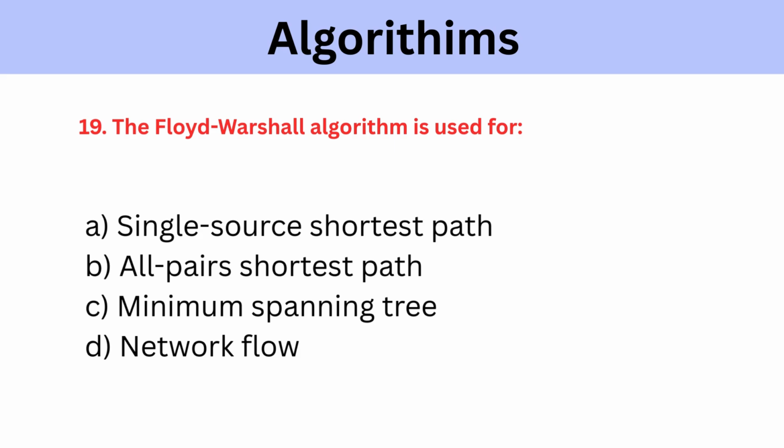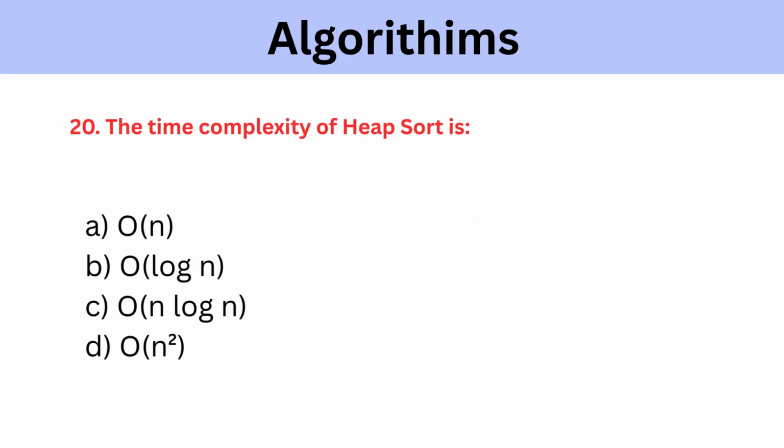The Floyd-Warshall algorithm is used for: A. Single source shortest path. B. All pairs shortest path. C. Minimum spanning tree. D. Network flow. The correct answer is option B, all pairs shortest path.